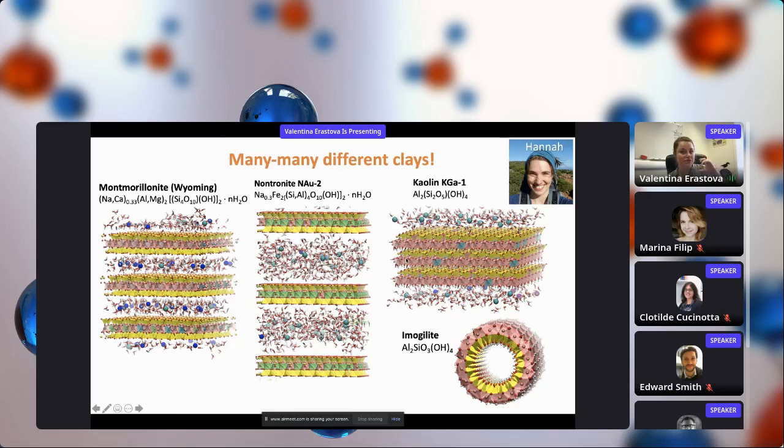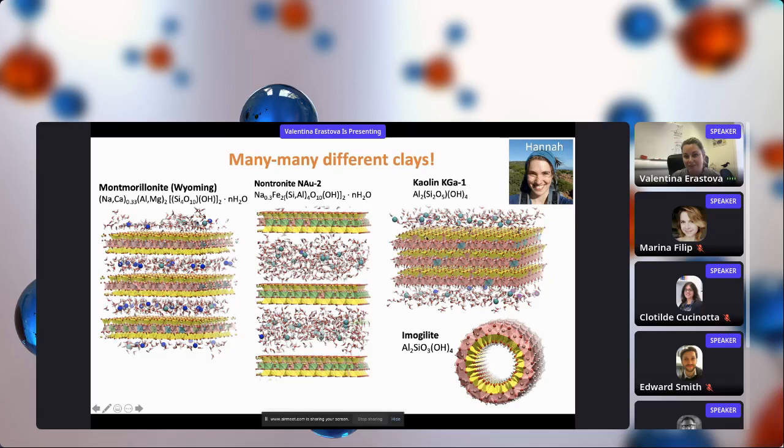Nevertheless, it has one of the siloxane surfaces, this is the top yellow one, and the other one is an octahedral aluminol surface, which will be hydrophilic. Siloxane will be hydrophobic. That creates a little bit of a dipole in it, and the surfaces are very, very different. So depending on what it's coating, it will have either one or the other exposed, creating very interesting behaviors.